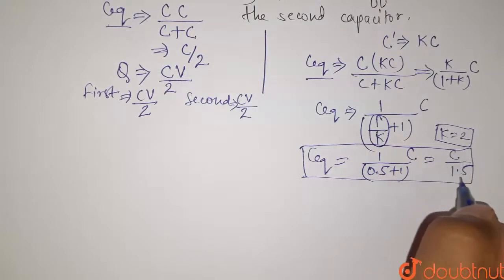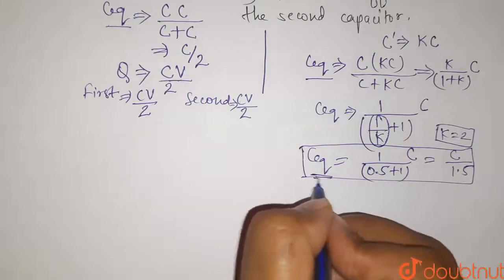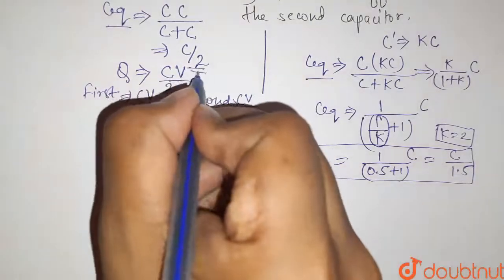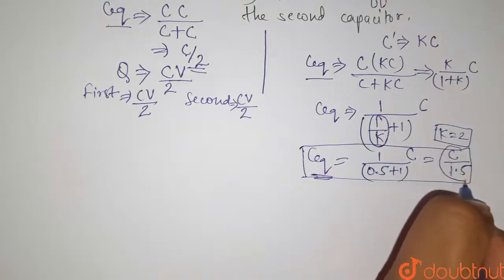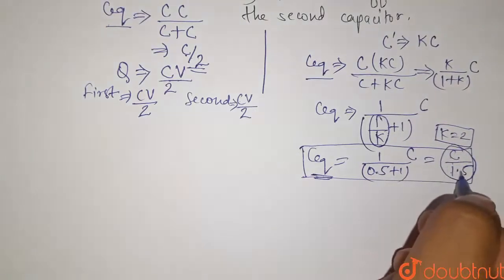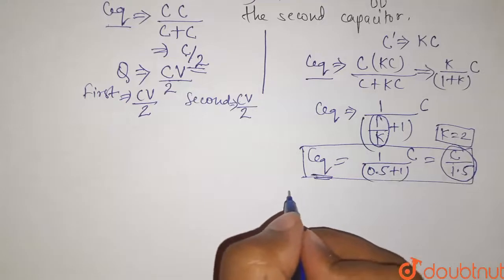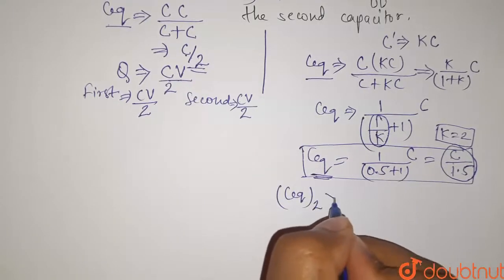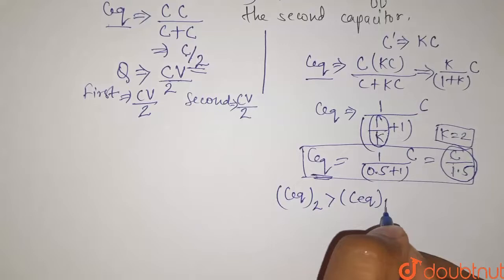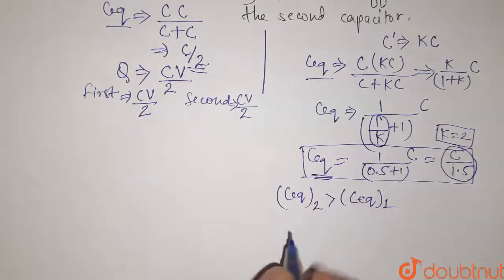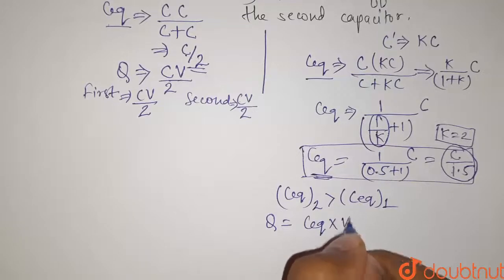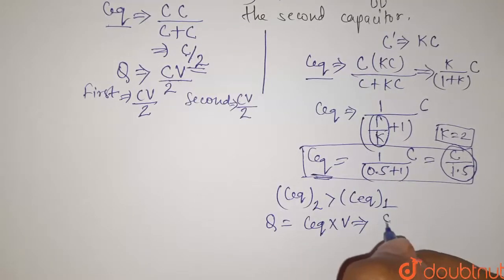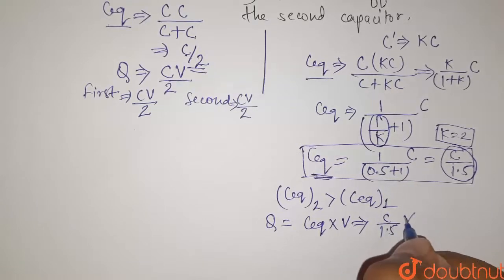Now we can see that this C equivalent is greater than the previous C equivalent, because it is C by 2 and it is C divided by 1.5. This value is greater because its denominator is less. So C equivalent in the second case is greater than C equivalent in the first case. So the charge in the second case is given by C equivalent into V, where C equivalent is C divided by 1.5, which we have supposed, into V.